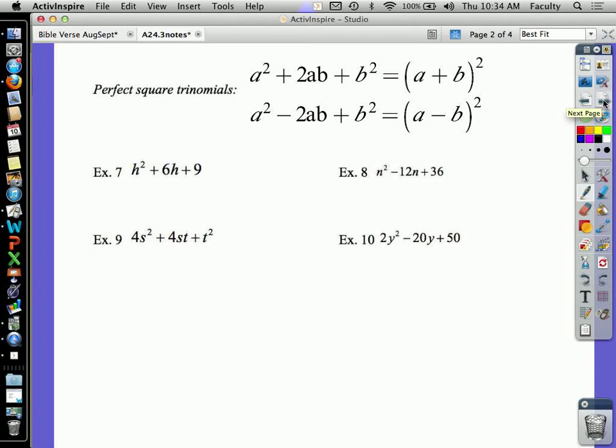Alright, perfect square trinomials. A squared plus 2ab plus b squared factors into the quantity a plus b, squared. A squared minus 2ab plus b squared factors into the quantity a minus b, squared. So before we start these, let me back it up a little bit.